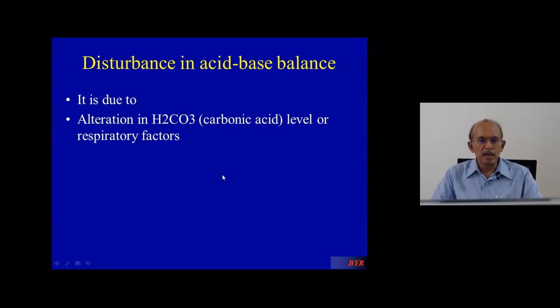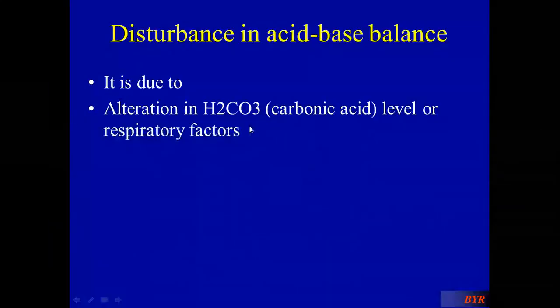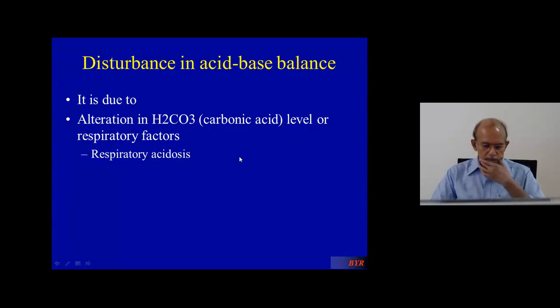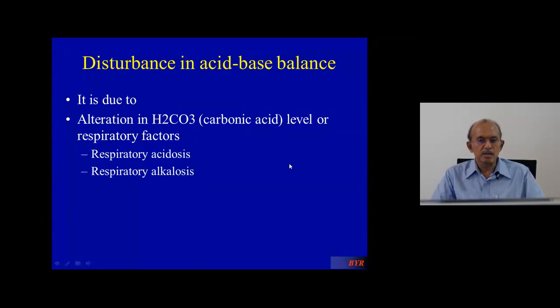Disturbance in acid-base alteration in carbonic acid level are the respiratory factors. The respiratory factors indirectly influence the carbonic acid levels. So if the respiratory factors are involved in production of acid-base disturbance, this is called respiratory acidosis and respiratory alkalosis. So the respiratory factors mainly influence the carbonic acid level.